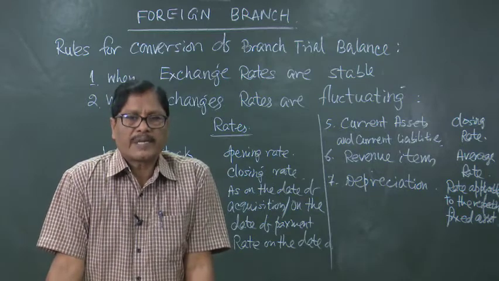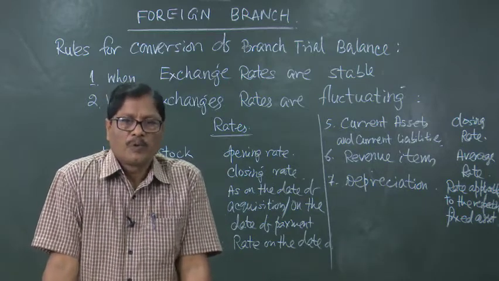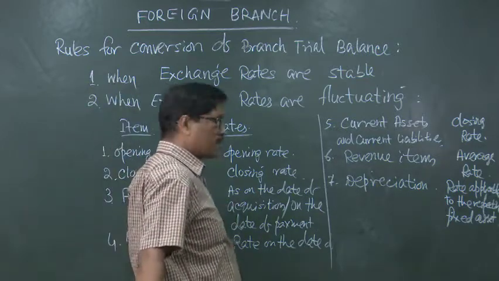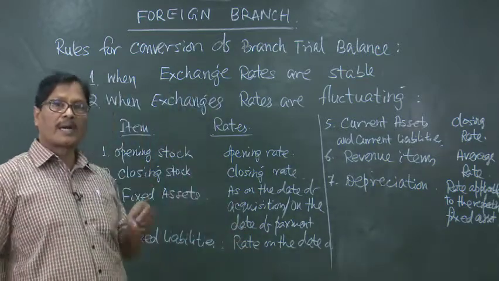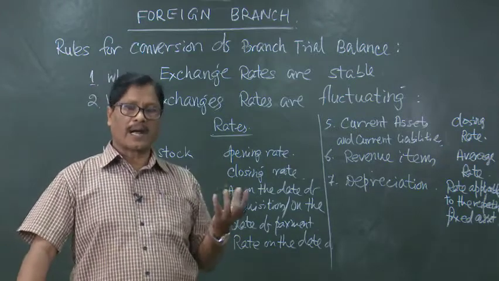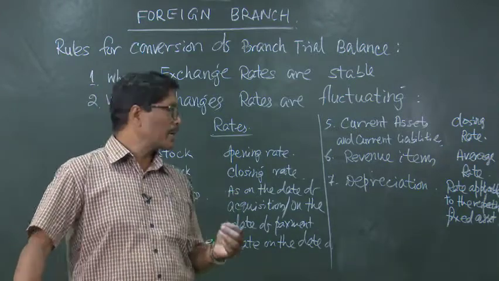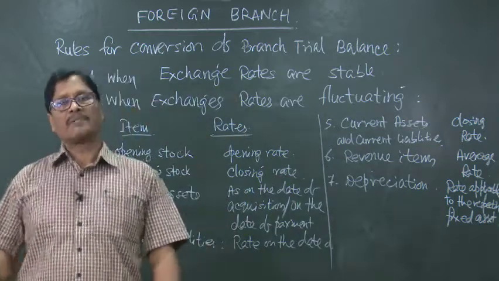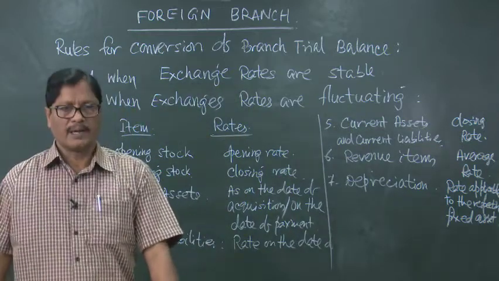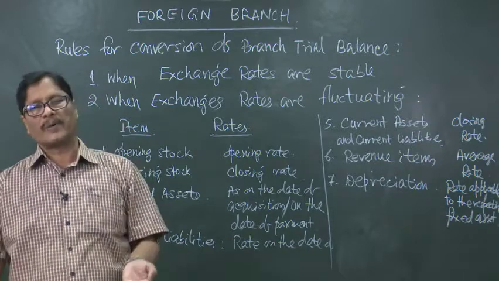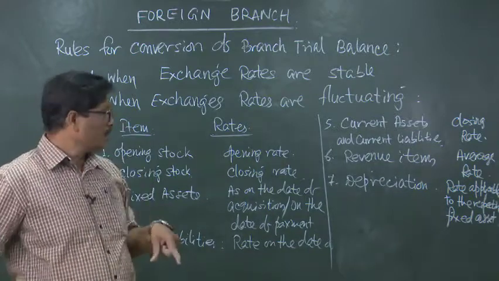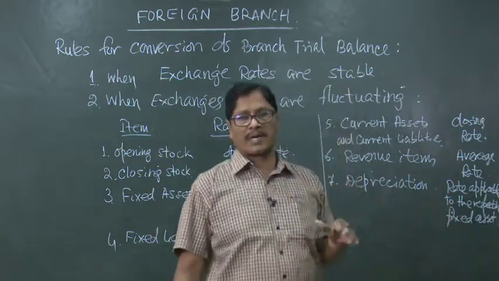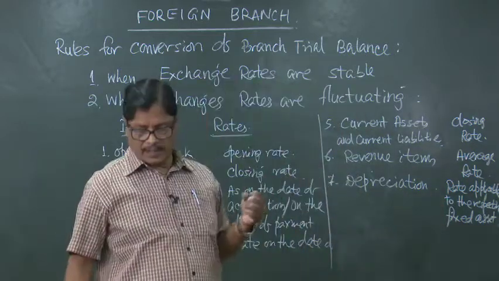So, if the fixed asset is, suppose, furniture, what rate was applied as on the date of acquisition? With that rate you can find out the depreciation. If suppose plant and machinery was purchased on some other day and there is a different rate of exchange on that date, that depreciation will also be calculated and converted according to that rate.